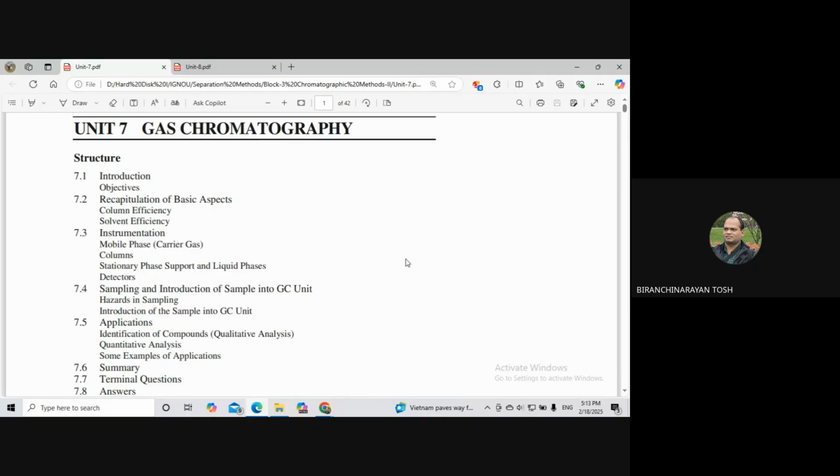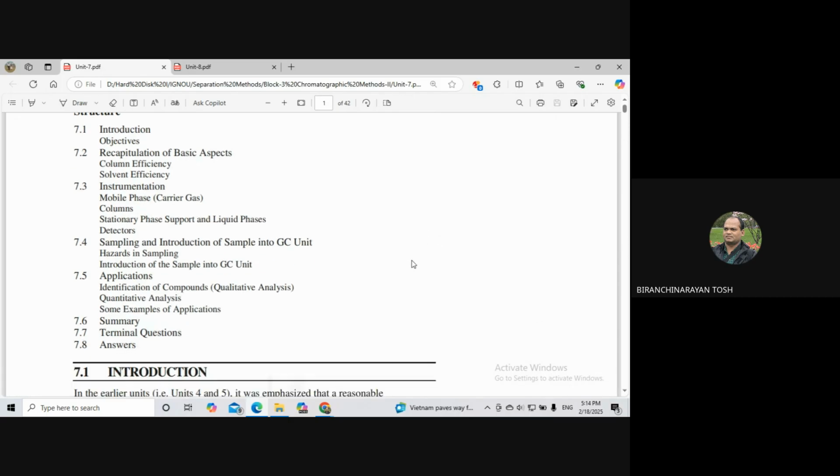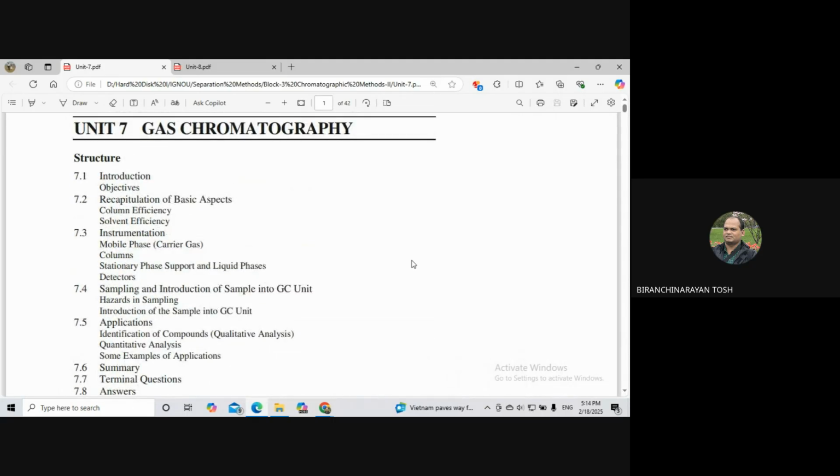Chromatographic techniques have been developed taking gas chromatography as the model. So, in this unit, we'll have some recapitulation of basic aspects. It is column efficiency, solvent efficiency, instrumentation, the mobile phase, that is the carrier gas, then columns, stationary phase, the support and liquid phases, then sampling, then applications. So these are the objectives of today's class, which deals with mainly gas chromatography.